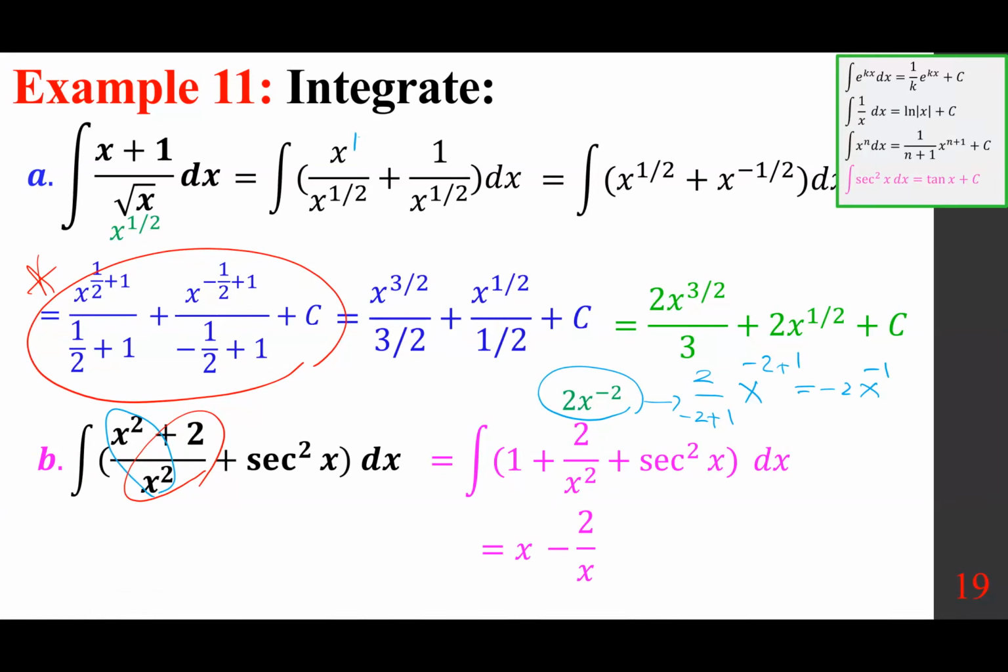Finally, secant squared. You know the derivative of tangent is secant squared. Therefore, the integral of secant squared must be tan x, and of course a constant. And now we are done.